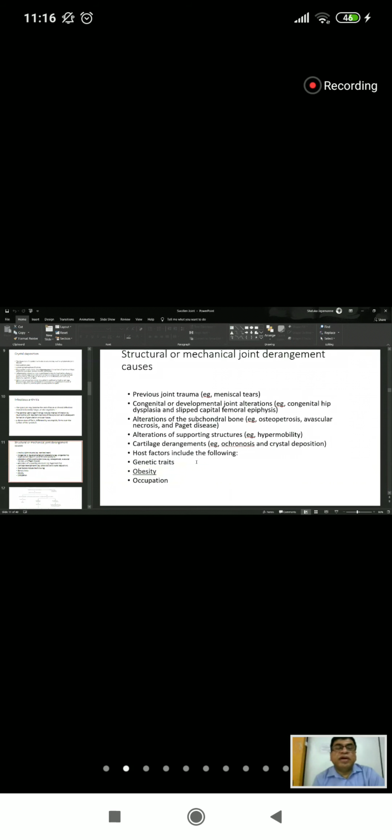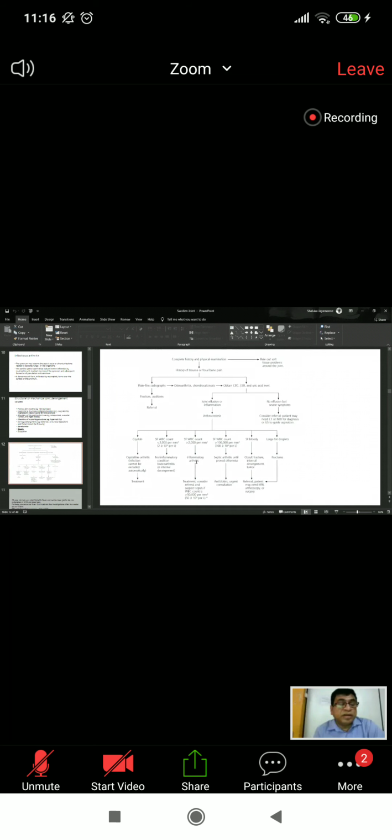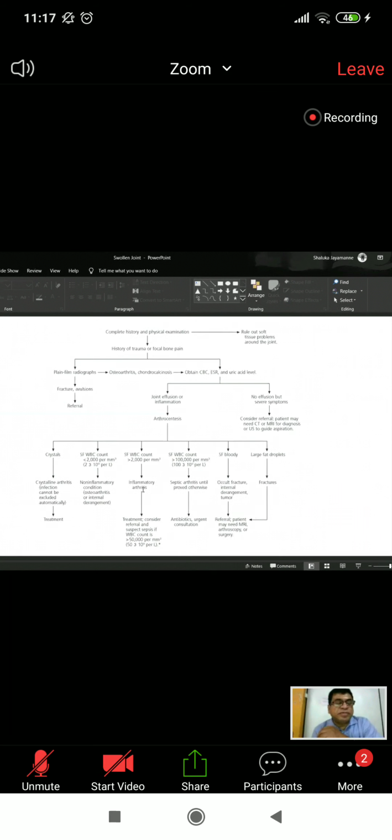Then finally you have structural or mechanical joint derangements like previous trauma, congenital developmental alterations, alterations of subchondral bone, alterations of supporting structures, cartilage derangements, and host factors including genetic traits, obesity, and occupation, which of course lead to osteoarthritis. That's the kind which I want to highlight here. So I just gave a background of this knowledge for you to go to the problem-based learning.